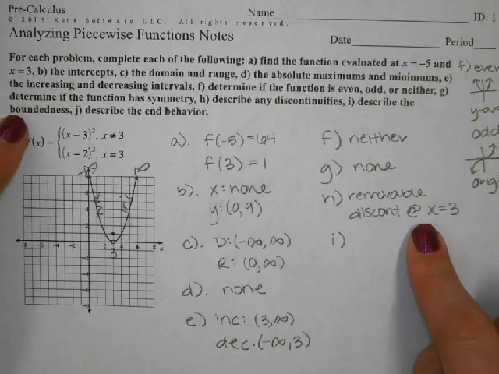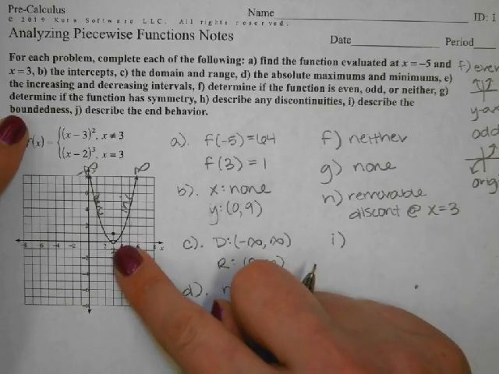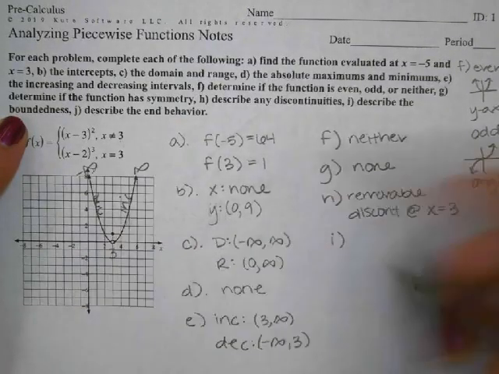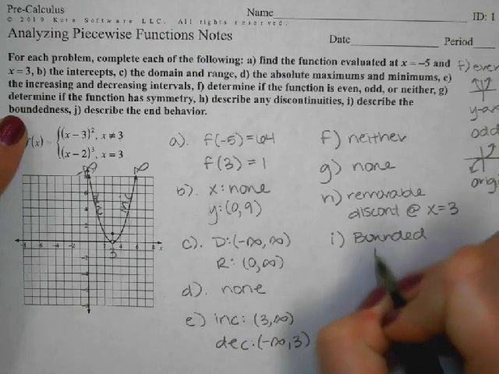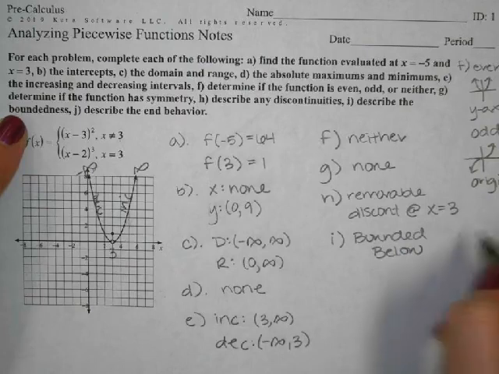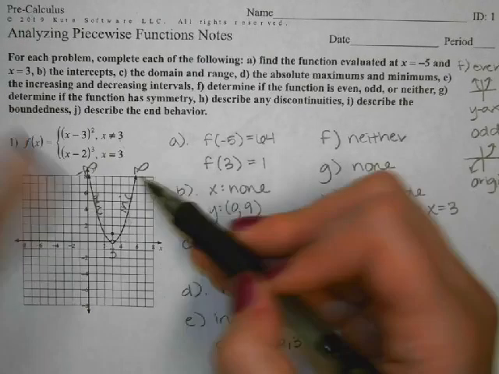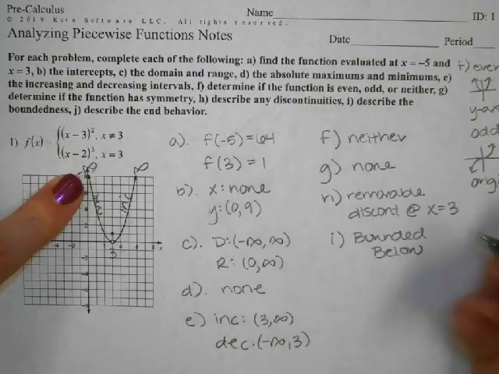Describe the boundedness. So this graph is bounded below because it doesn't go below a certain point. It is not just bounded in general because it does go up forever. So that's why we don't say that.